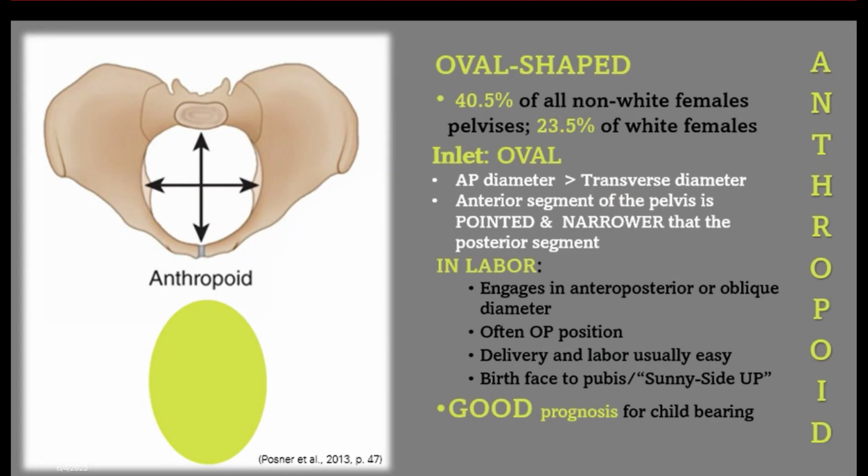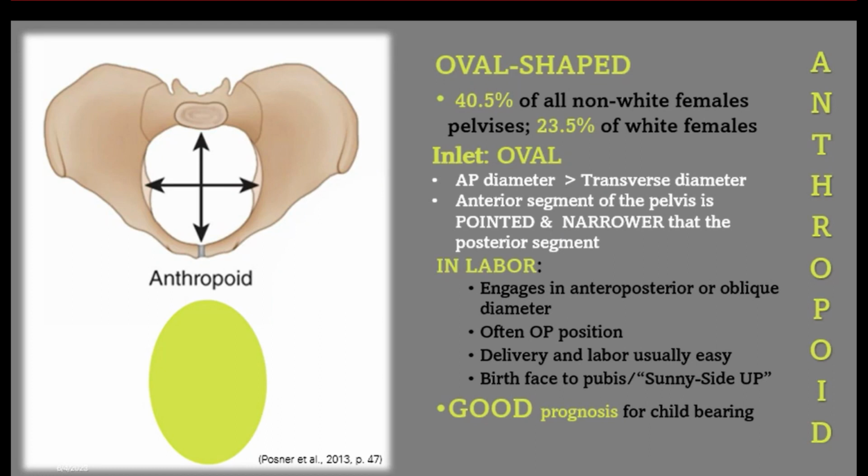The next pelvis we're going to talk about is the anthropoid pelvis. It is oval shaped. Over 40% of non-white women have this type of pelvis. 23.5% of white women have this pelvis as well. The pelvic inlet of the anthropoid pelvis is oval. The AP diameter is much larger than the transverse, creating the roomy oval-shaped inlet. The anterior segment of the pelvis is pointed and narrower than the posterior segment.